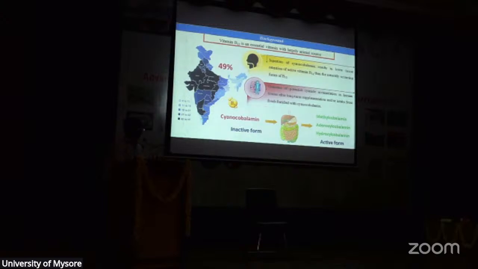The commercial supplement cyanocobalamin is a synthetic form which may create concerns related to cyanide release during metabolism. People who have kidney related or liver related issues may not be able to bioavailably use the vitamin B12 from cyanocobalamin. Another issue is that the natural forms have more bioavailability compared to the synthetic form, cyanocobalamin. In India, 49% of people are deficient in vitamin B12. Especially, we have around 29% vegetarian population in our country.